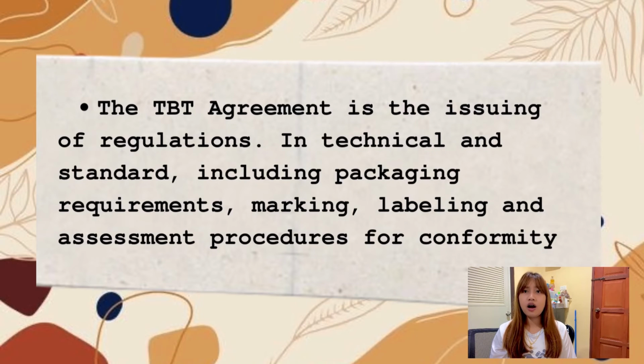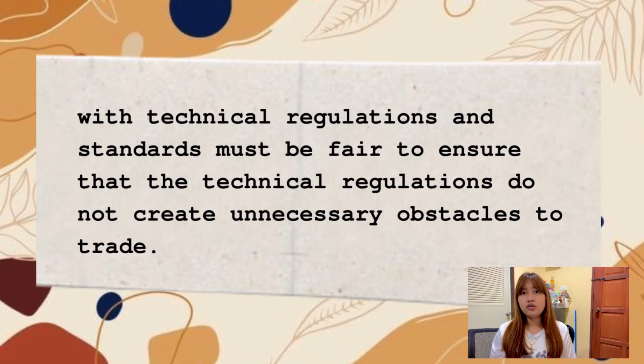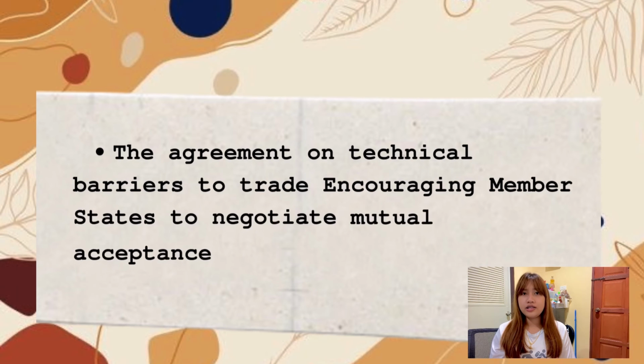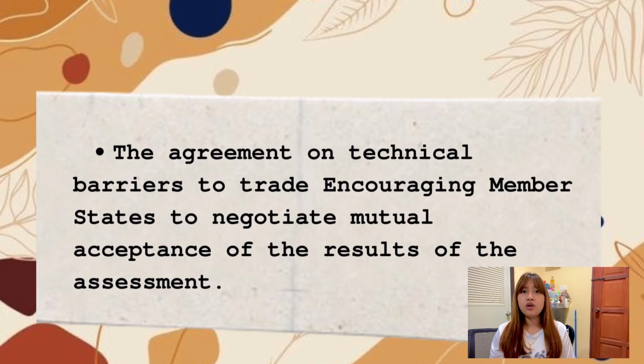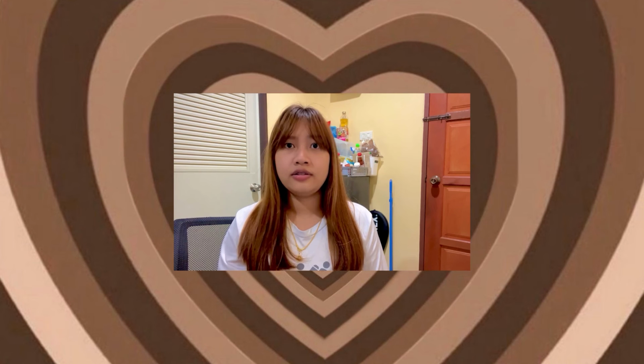The TBT agreement concerns the issuing of regulations on technical standards, including packaging requirements, marking, labeling, and assessment procedures for conformity with technical regulations and standards. These must be fair to ensure that technical regulations do not create unnecessary obstacles to trade. The agreement encourages member states to negotiate mutual acceptance of the results of assessment. Although the technical regulations are different, this will reduce costs and benefit trade, as well as encourage member states to provide technical assistance in the formulation and enforcement of technical regulations and standards to developing countries.